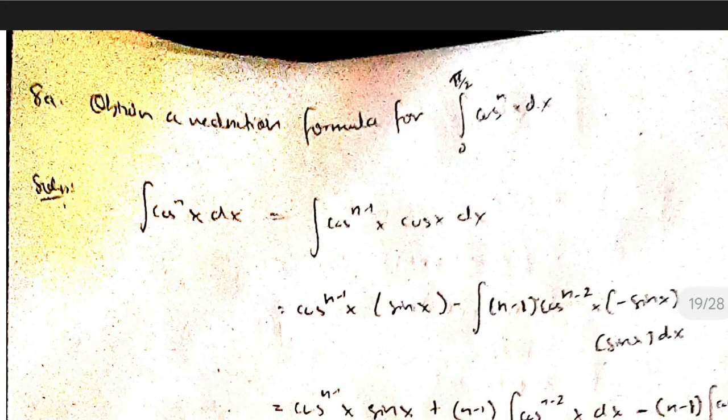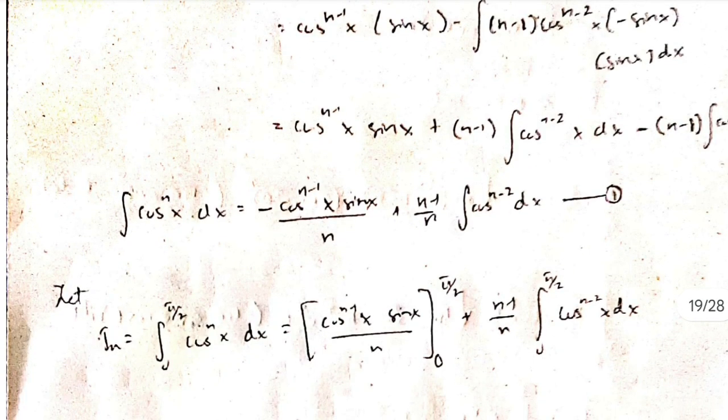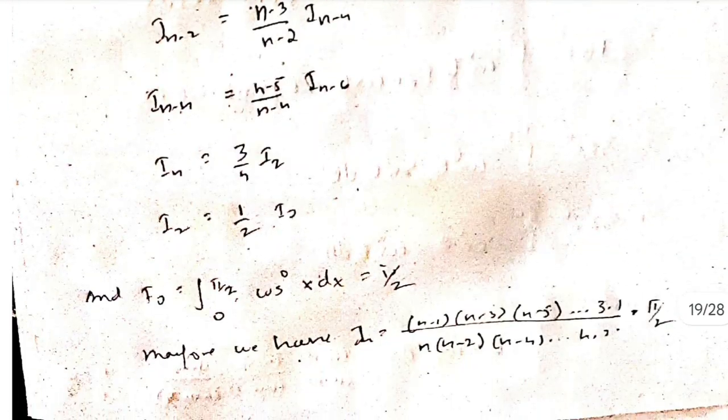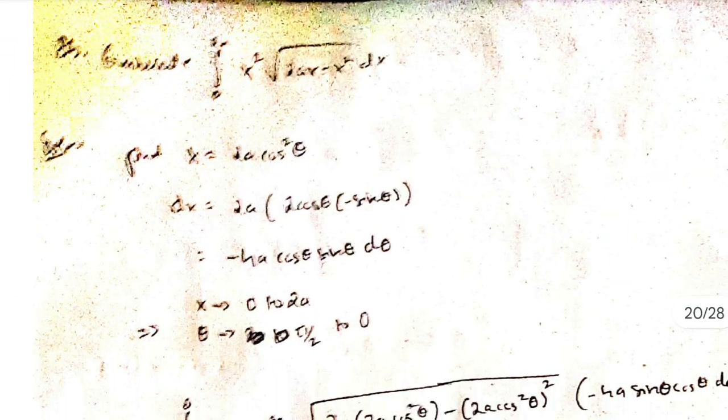Okay. The next question, the same thing as we have done for the previous question. Here it is cos power nx. You can go through it. This also I have explained in the theory video. So, if you have any doubt, you can watch that. And here it is the next question, x square 2ax minus x square. The only thing which you need to know is practice.